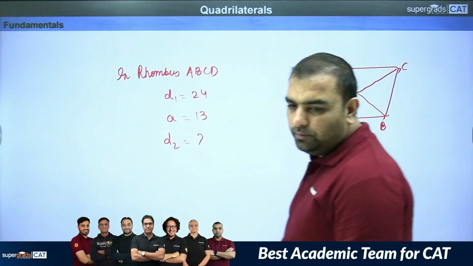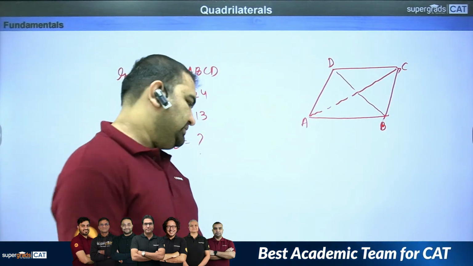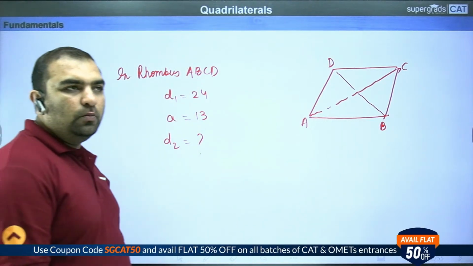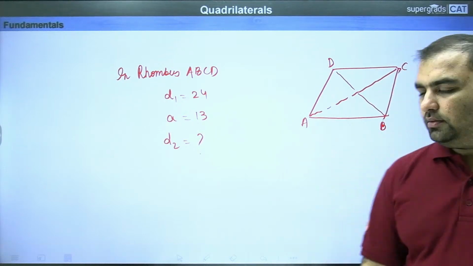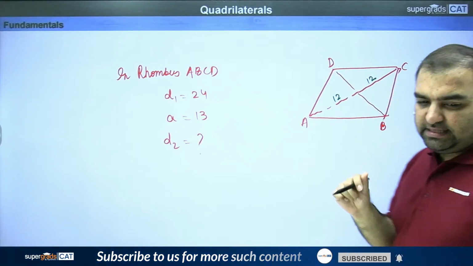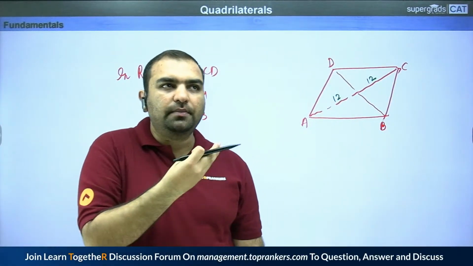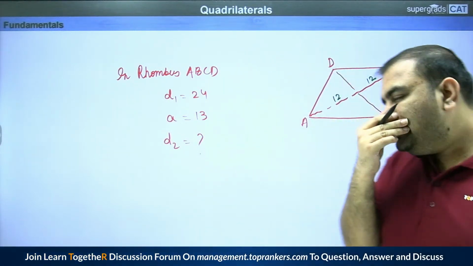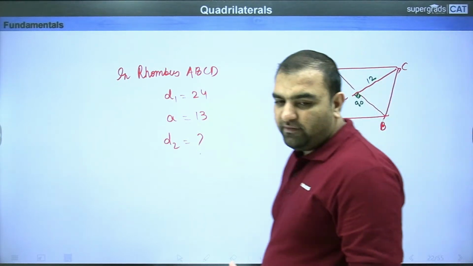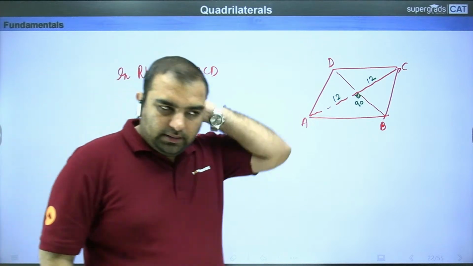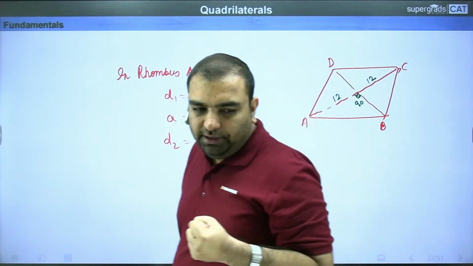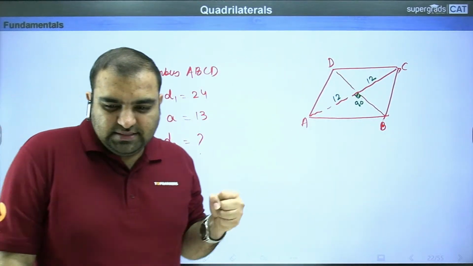I must have told you many, many times that in a rhombus, diagonals bisect each other at 90 degrees. So 24 can be broken into two parts. Bisecting is a common property for parallelogram, rectangle, rhombus, and everything else. But bisecting at 90 degrees is a special property of rhombus. However, square also does it, but rectangle and parallelogram do not.